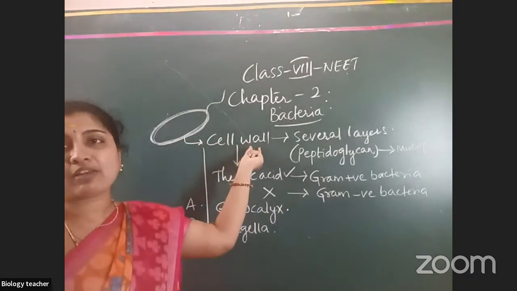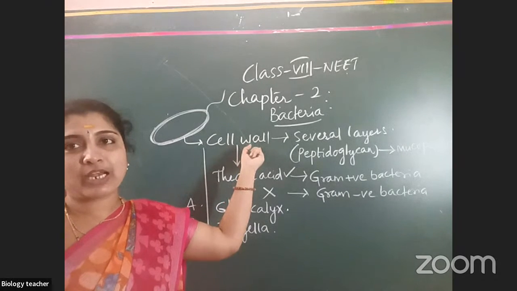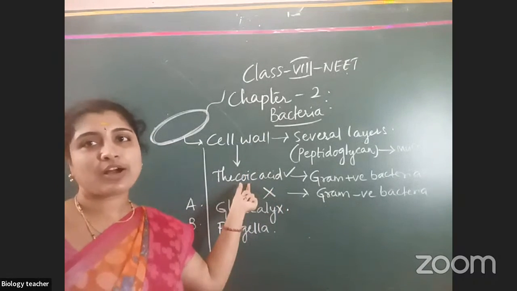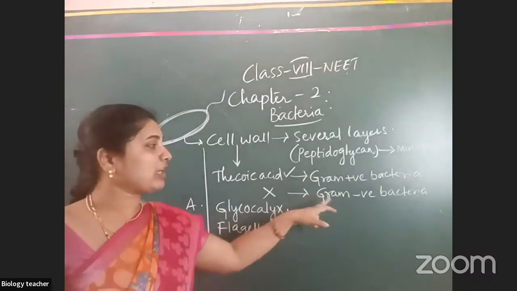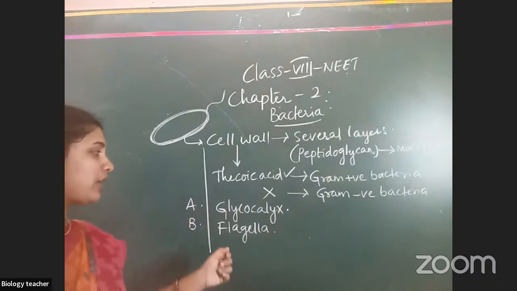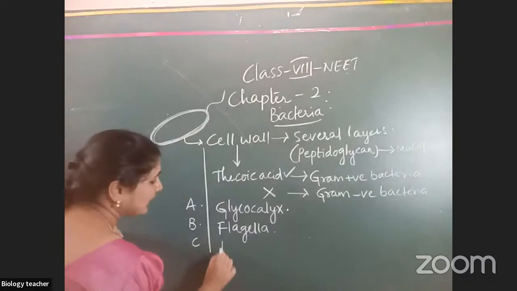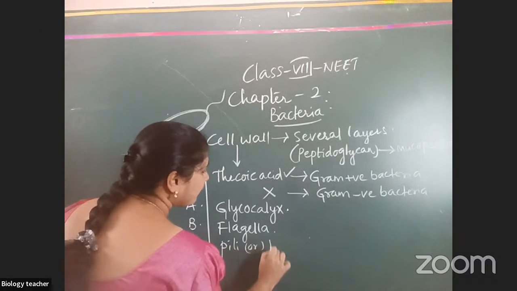The first structure is the cell wall, the outermost structure we are discussing. In some bacteria teichoic acid is present, and we call them gram-positive. In some bacteria teichoic acid is not present, and we call them gram-negative bacteria. And other parts are present: glycocalyx, flagella, and pili or fimbriae.